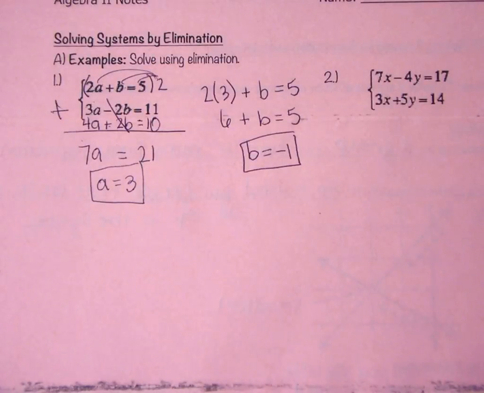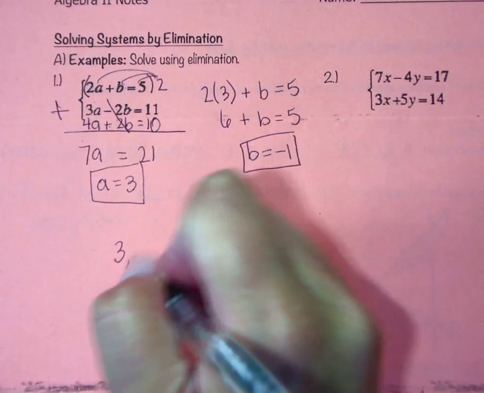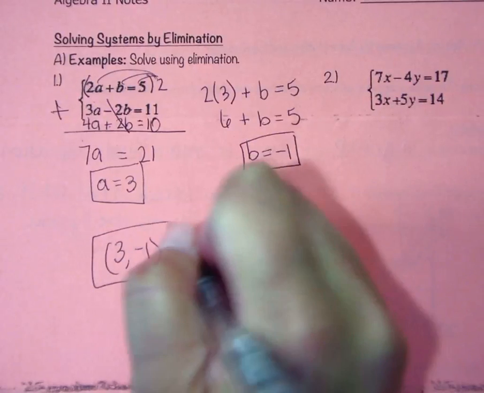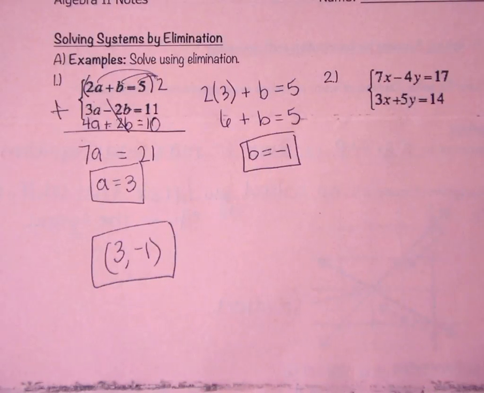So you guys are used to using x and y. If you are given variables other than x and y, go in alphabetical order when you write your ordered pair, okay? Alphabetical order. So in this case, a is first, then b. What questions do you have?